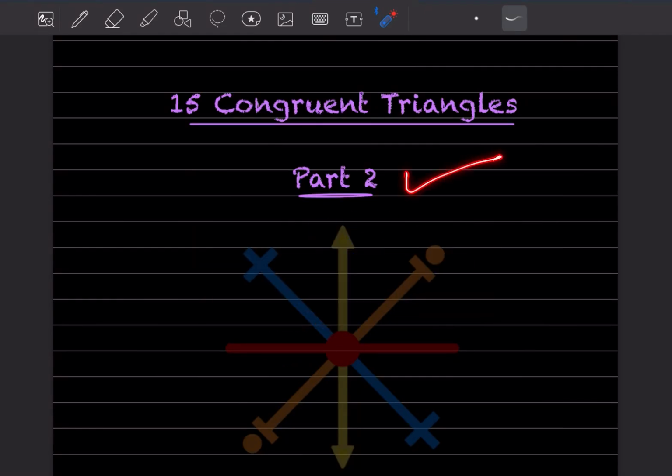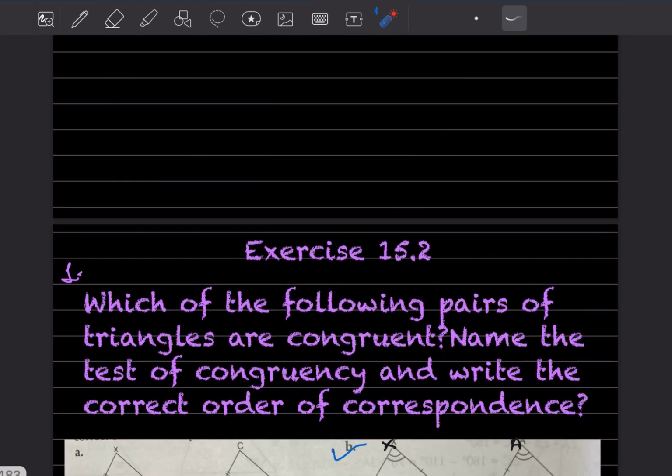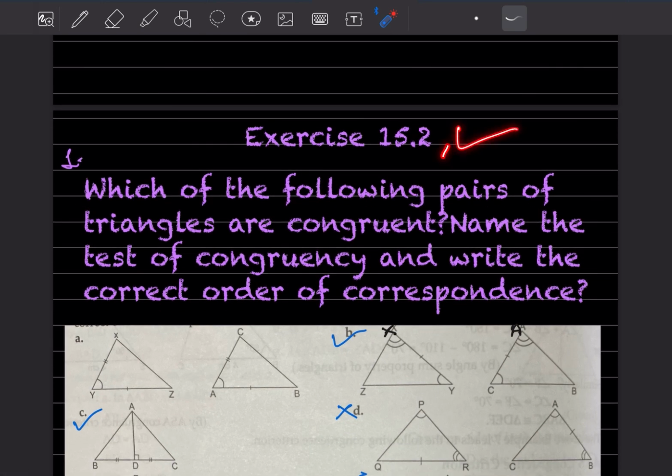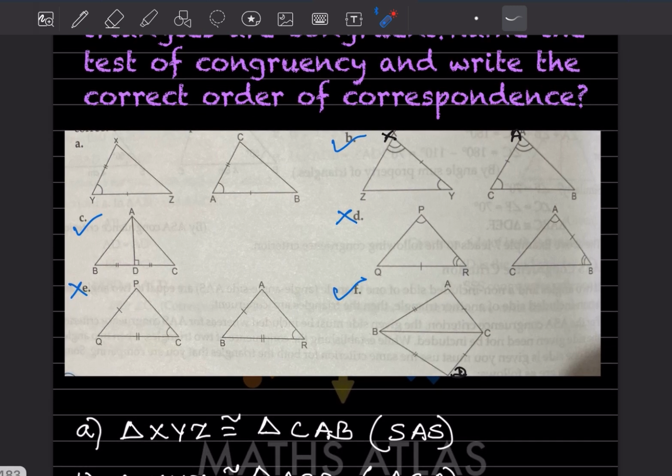So today we'll do part 2 of the same topic, that is congruent triangles. We'll see exercise 15.2. Here, which of the following pairs of triangles are congruent, and you have to name the test of congruency and write the correct order of correspondence. These figures were given in the book, I have pasted them here.